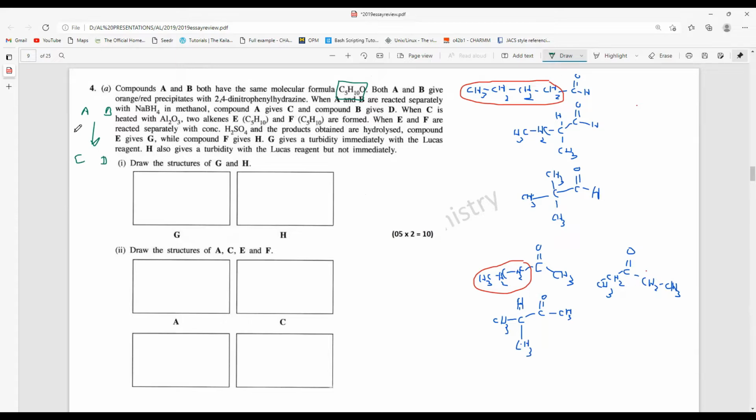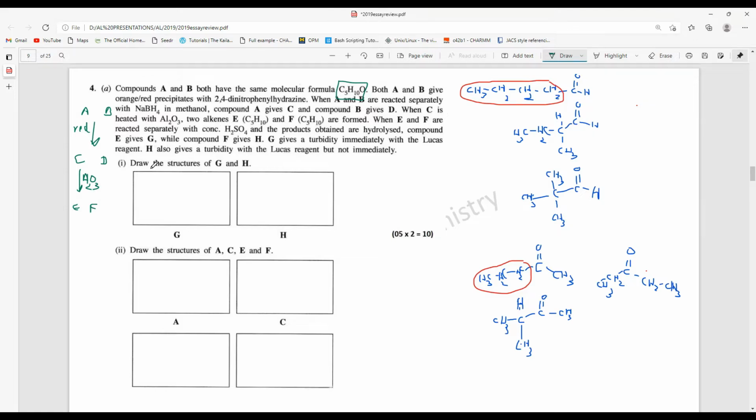Okay, so this is a reduction. Why? You add sodium borohydride. When C is heated with Al2O3, which is a dehydration now, 2 alkenes are forming, E and F.